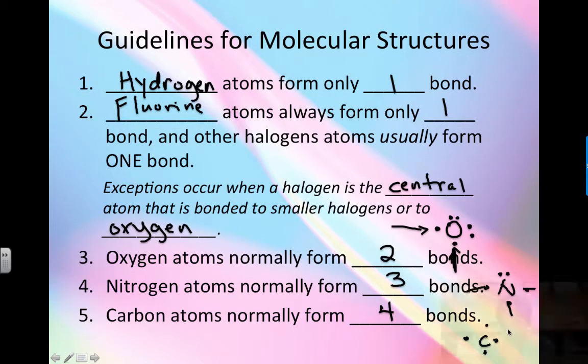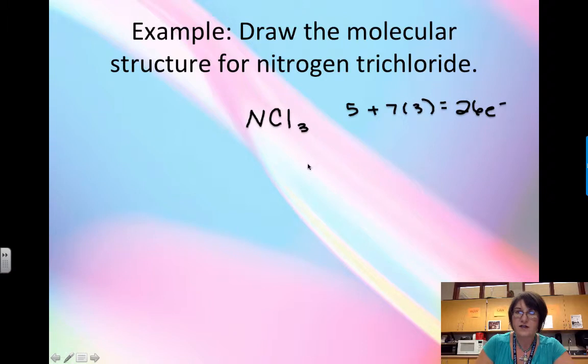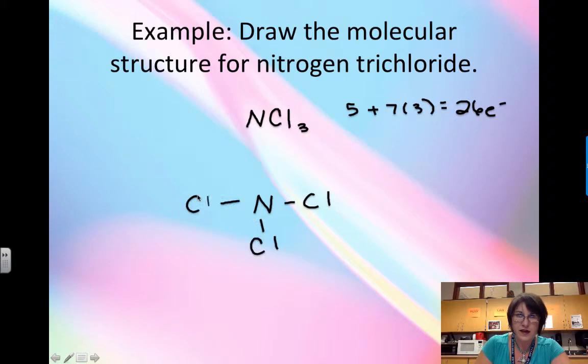Okay, let's try it. We'll draw the structure for nitrogen trichloride. So nitrogen trichloride is NCl3. Nitrogen has 5 valence electrons, chlorine has 7, and there are 3 chlorines to consider, so 21 plus 5 is 26 electrons to find a place for. Let's put nitrogen in the center because it is the only one there. The nitrogen is the thing that we have only 1 of, so we'll put that in the middle, and then the chlorines will hang off the ends.